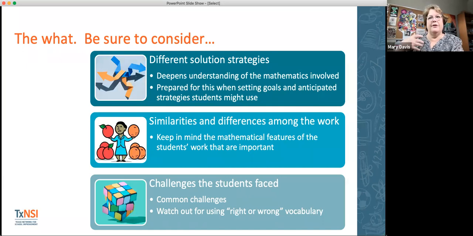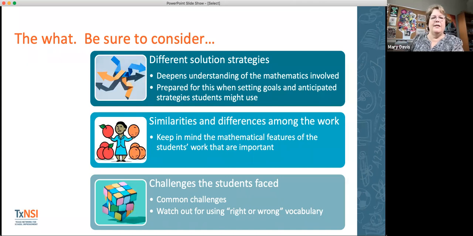Then we're going to look for similarities and differences among the work. All right. So you have this goal in mind. What are the similarities and differences, the features of the work that are important to hitting that goal?